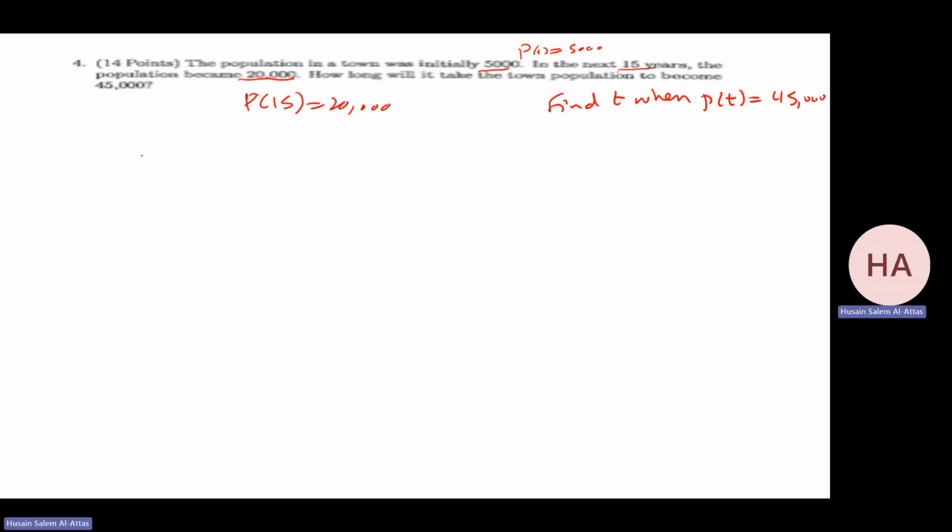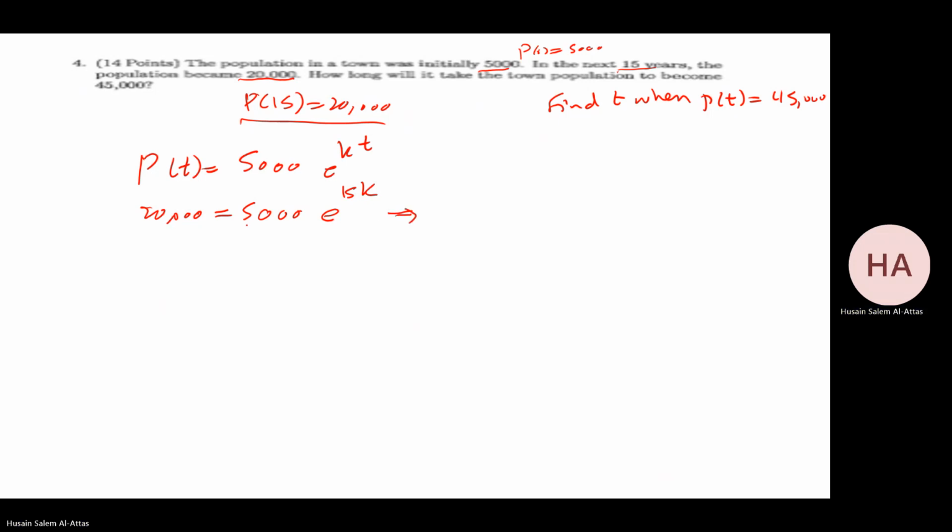Let us do the calculation. P of T is 5,000 e^(KT). Now we'll use this. 20,000 equal 5,000 e^(15K). Okay, so divide by 5,000, I have 4 equal e^(15K). So K is equal 1 over 15 ln 4. Take ln and divide by 15.